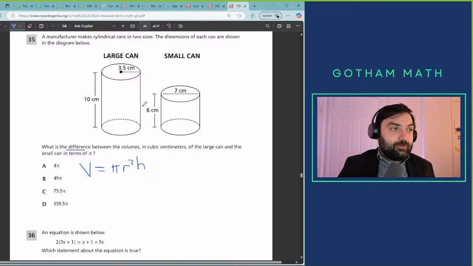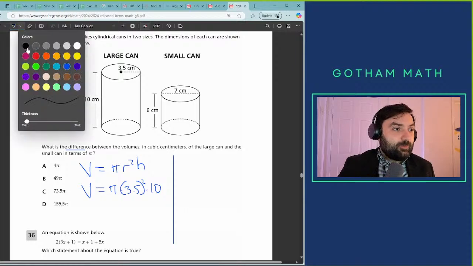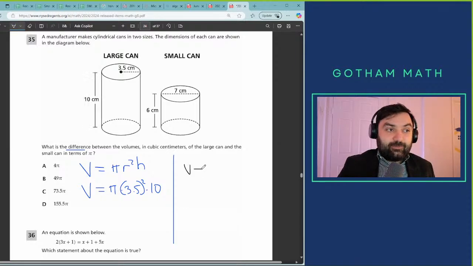So for the first can, for the large can, it's going to be volume equals pi times 3.5 squared times 10. For the smaller one, we're going to have pi times, and this is where they're trying to catch us.